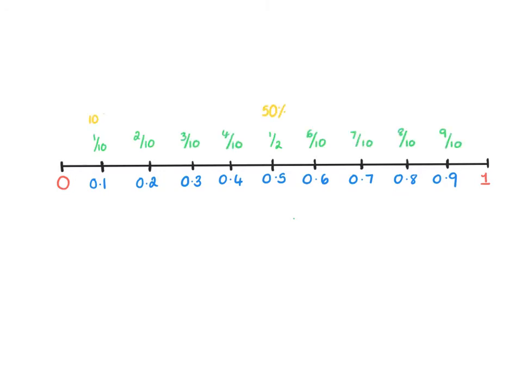Okay, so we're going to have a quick recap on probability. So you know that the probability scale goes from 0 to 1, and it can be anything in between those two numbers. They can be decimals, fractions or percentages. We also use words to describe probability. So for 0 it's impossible and for 1 it's certain.